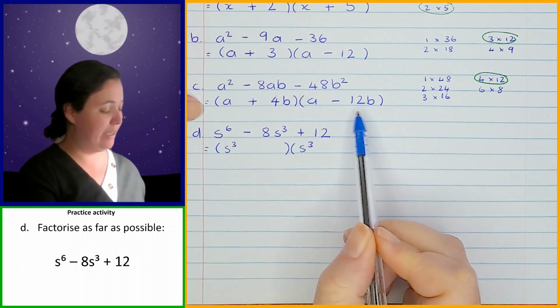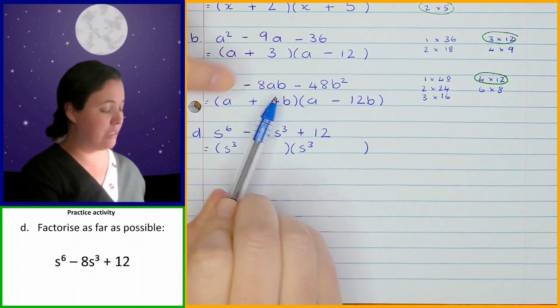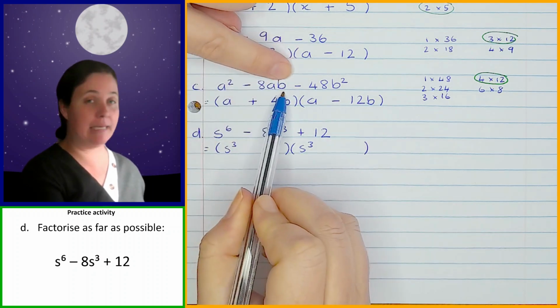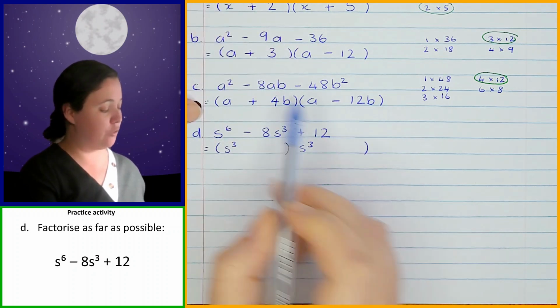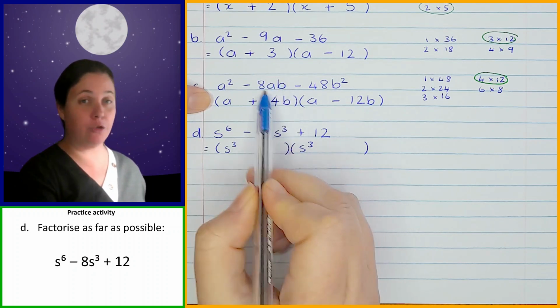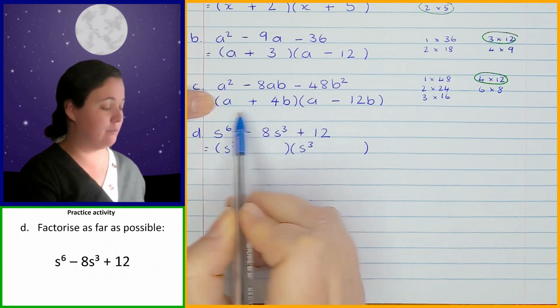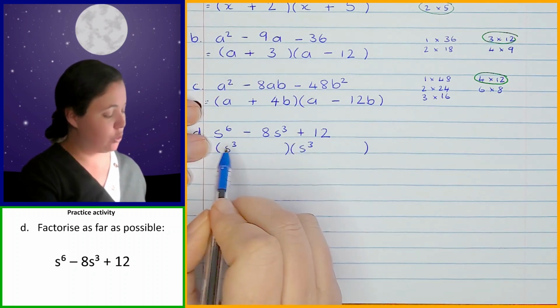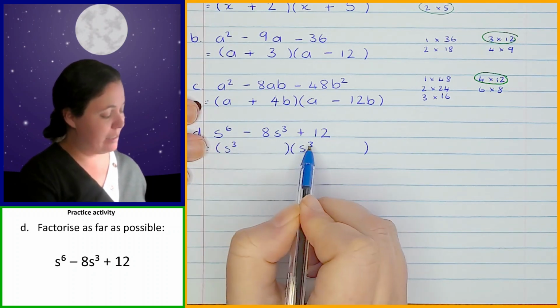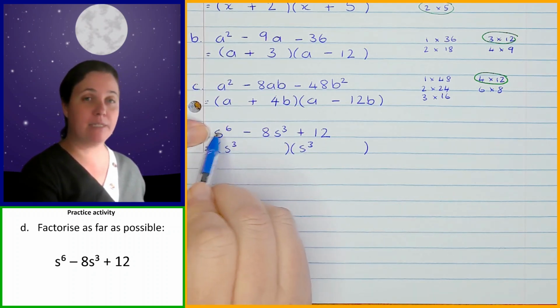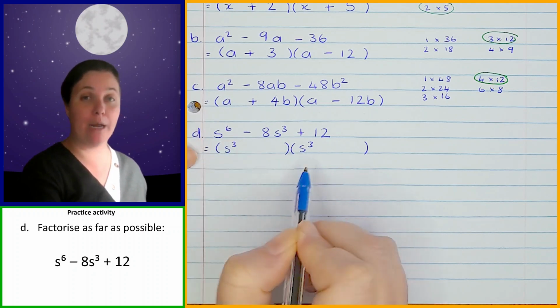Okay, and in this one over here, we had the a, which is the same as the first variable over there, and the b, which is the same as the second variable over there. Okay, so these variables in your middle term should be the same as what you've got in your factorized version of the trinomial. Okay, so over here, the s to the power of 3 and s to the power of 3 is the same as that middle term, and the s to the power of 6 is the square of that.